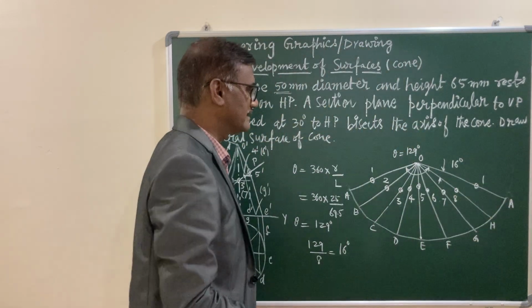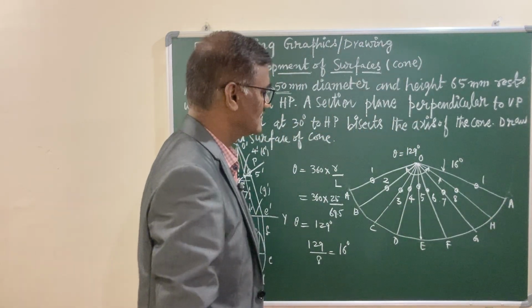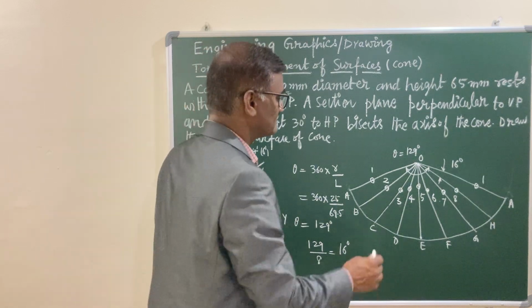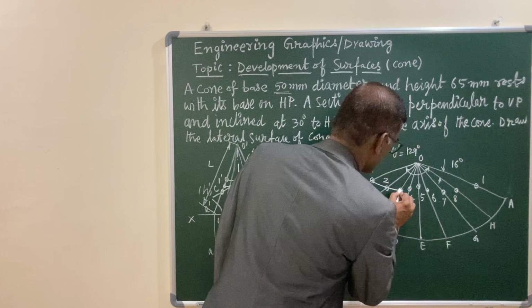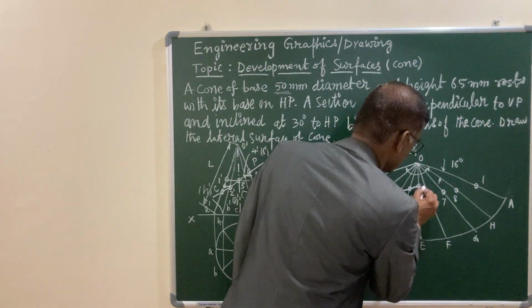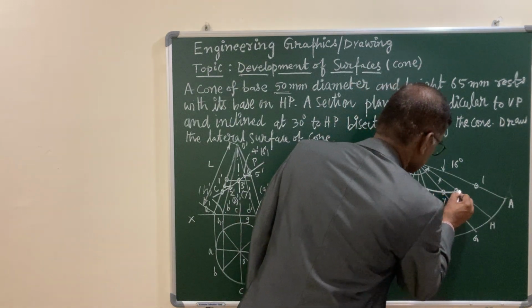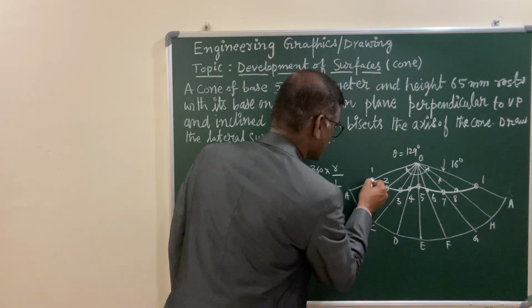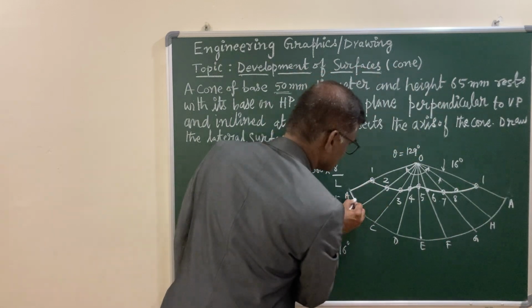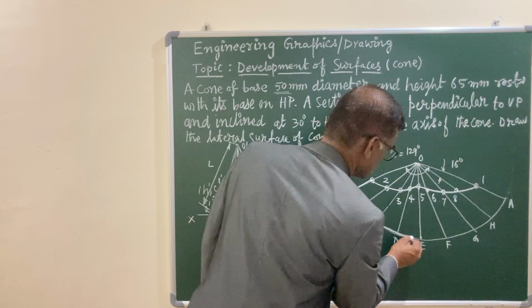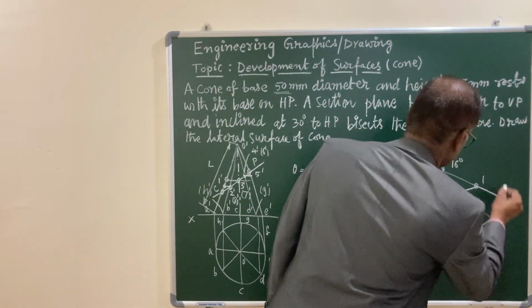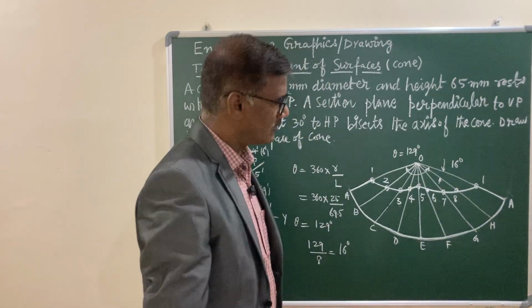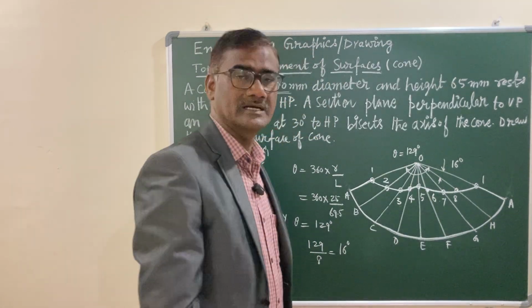So let us join all these points by means of a smooth curve. You are going to get the required development of surface. This is what is your required result, you have to make it with the HB pencil. I hope you understood this particular problem, and let us practice this.